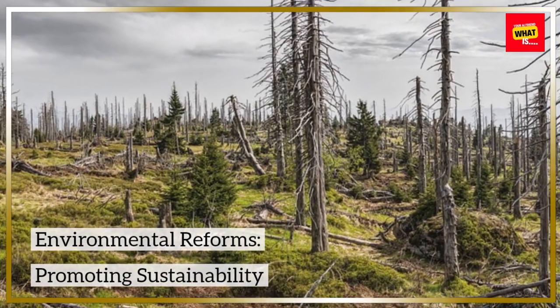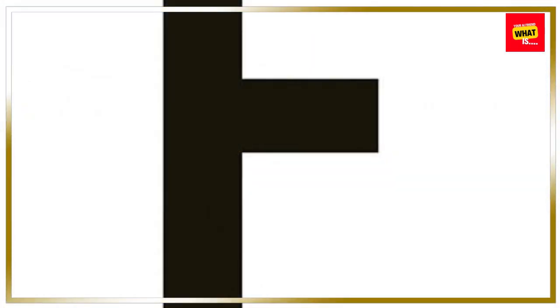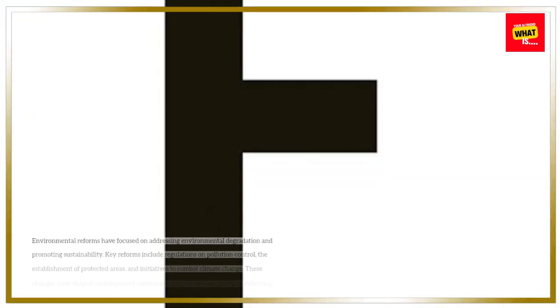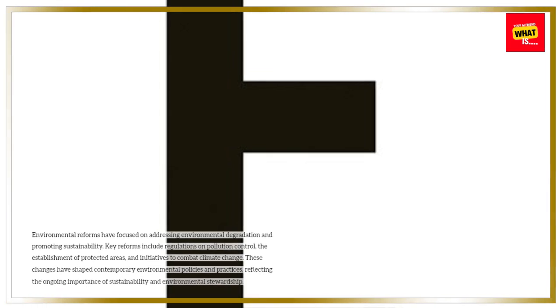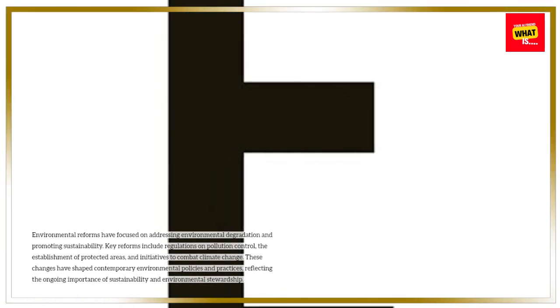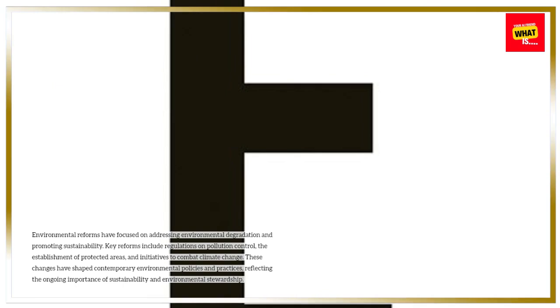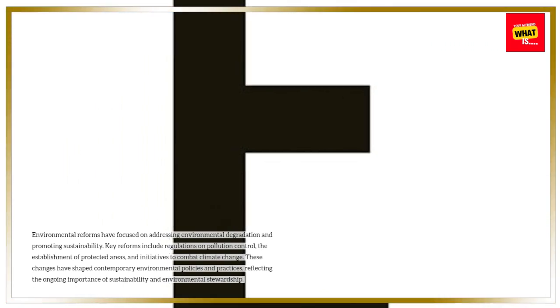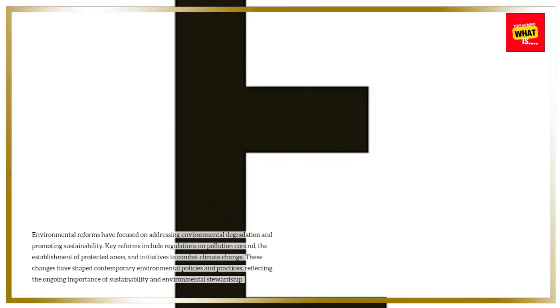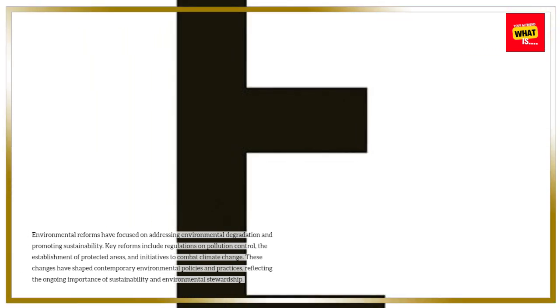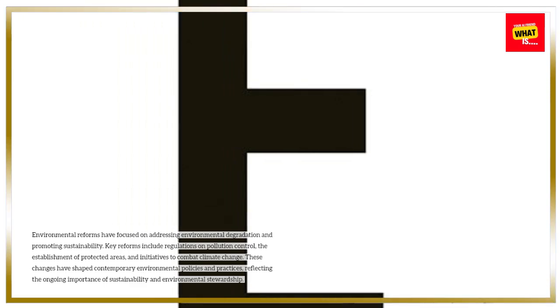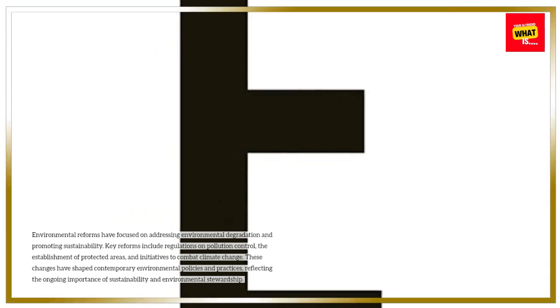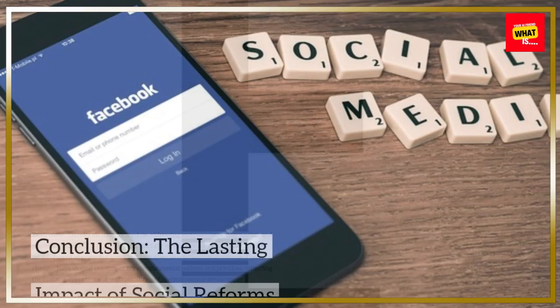Environmental reforms. Promoting sustainability. Environmental reforms have focused on addressing environmental degradation and promoting sustainability. Key reforms include regulations on pollution control, the establishment of protected areas, and initiatives to combat climate change. These changes have shaped contemporary environmental policies and practices, reflecting the ongoing importance of sustainability and environmental stewardship.